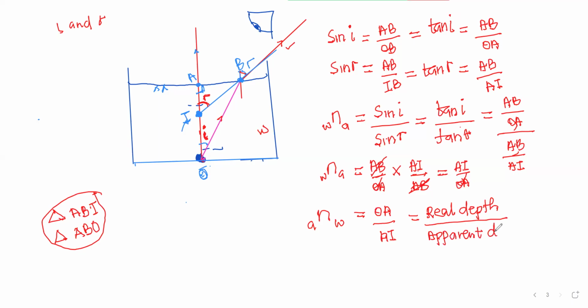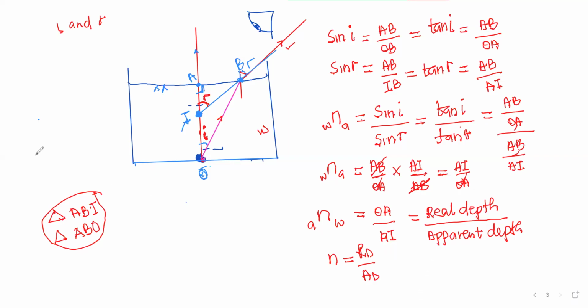So class, that is how come we got the refractive index, when an object or a spot is placed in either water or any liquid or glass block, to be equal to real depth over the apparent depth. So this is how we got this.